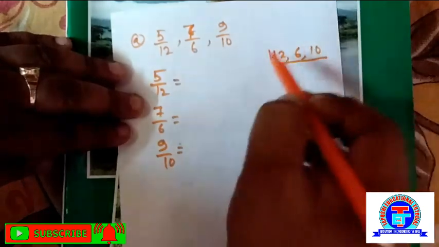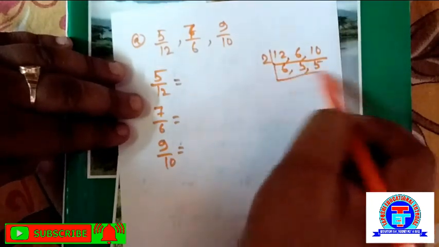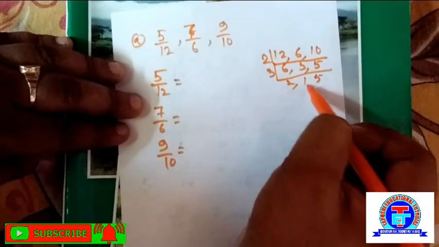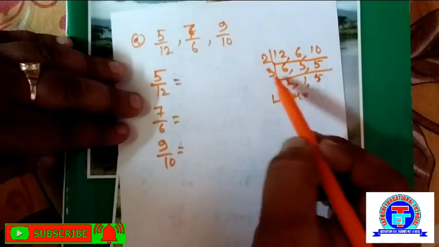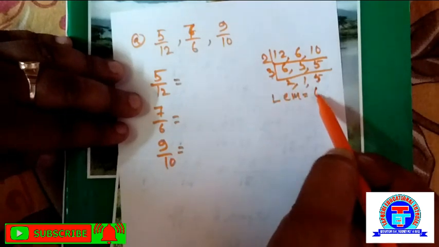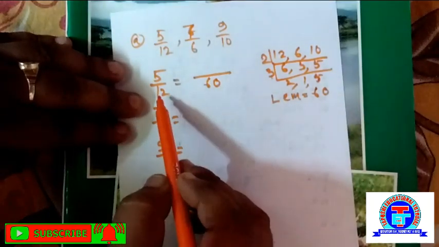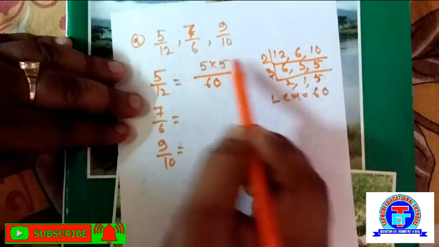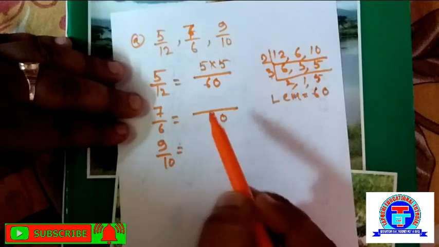The LCM will become 2, then 6, this one 3, this one 5. Okay, now 3, 2, 1, 5. So LCM is equal to 2 times 2 times 3 times 5, which is 60. So LCM became 60. Okay, now 12 times 5 is 60. So we write here 5 into 5 and this one 60, 10 times 6 is 60.